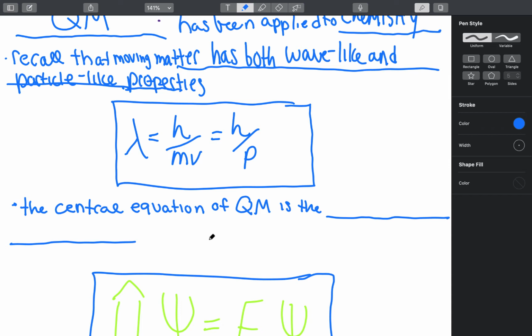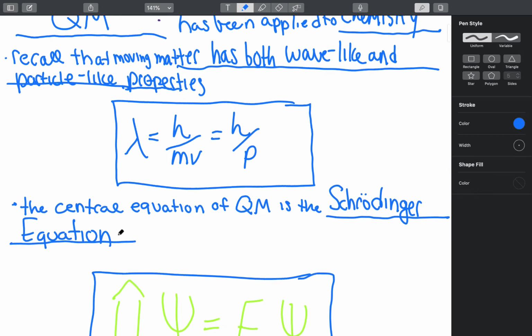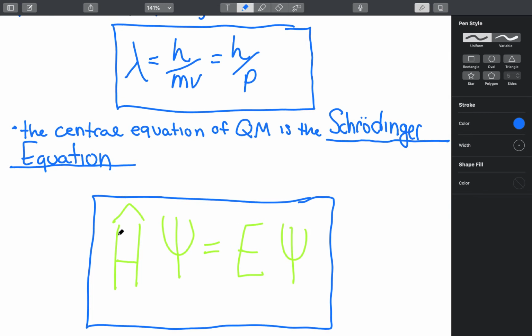So at the center of all of quantum mechanics is an equation called the Schrödinger equation. And it's from this Schrödinger equation that we actually understand atomic structure. So it is unlikely that a general chemistry class will focus on the equation itself. However, I think it's pretty cool to just show you what the equation looks like and describe to you what the different variables are.